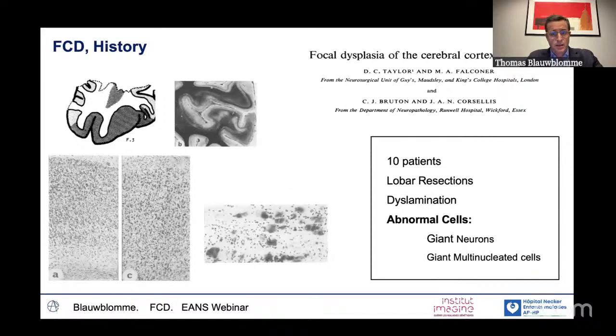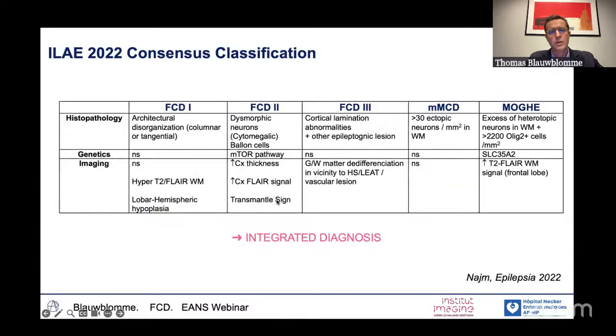Since this early description in the late 70s by the team from Taylor and Falconer, there have been multiple refinements of the classification that try to incorporate actually the knowledge about corticogenesis. So there is currently the classification, and I will not go back to the past classification. Maybe Professor Palmini, we talk about it. But the current classification of the focal cortical dysplasia is the following.